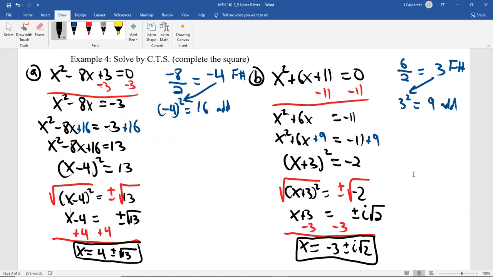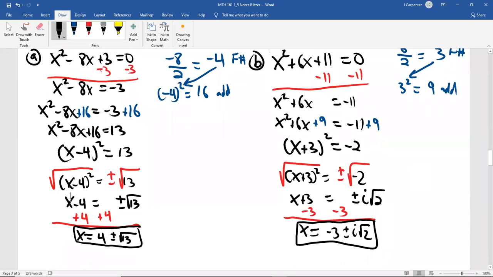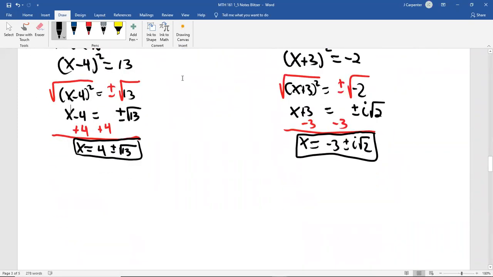All right, so what's a problem that this would suck on? So I'm going to start this one. I will write the answer. I'm going to say C, finish on your own, if you like. Let's go with 2x squared minus 20x minus 5 equals 0.